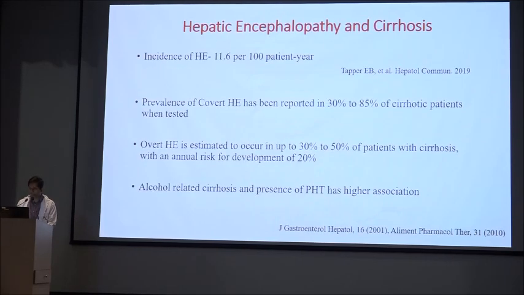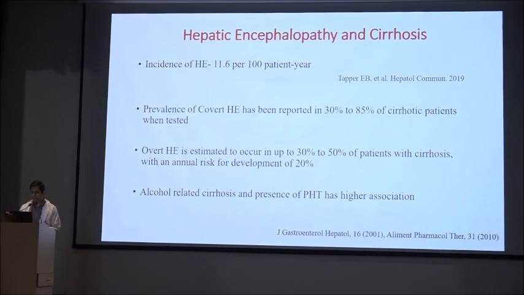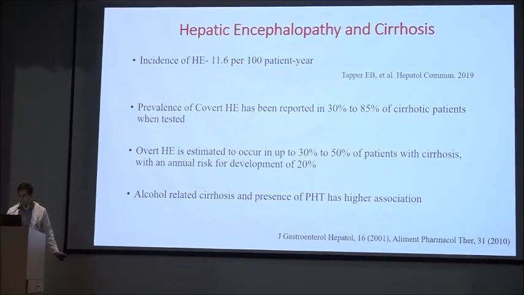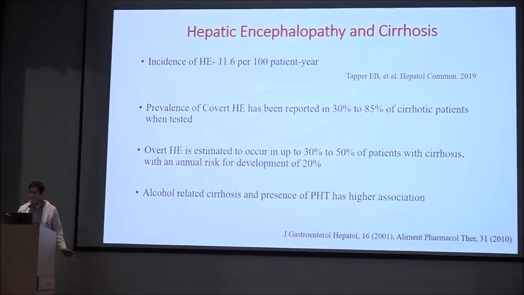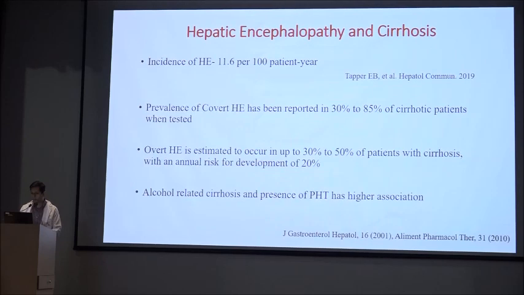So as we all know, hepatic encephalopathy is a very common illness. Close to about 11.6 per 100 patient years is the incidence. Hepatic encephalopathy is divided into covert and overt hepatic encephalopathy. So covert hepatic encephalopathy is where there are no signs and symptoms of HE, but there is cognitive impairment. And overt is what we already know, where there are other signs which include personality changes as well as asterixis and the other clinical signs.